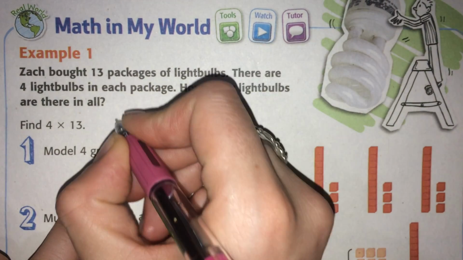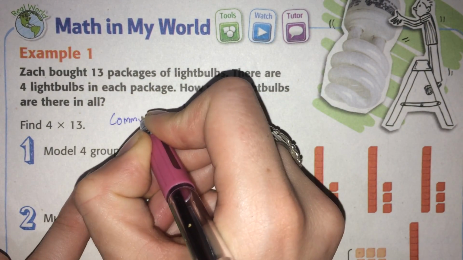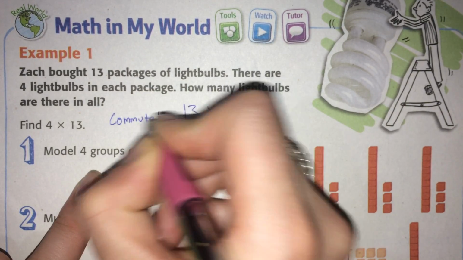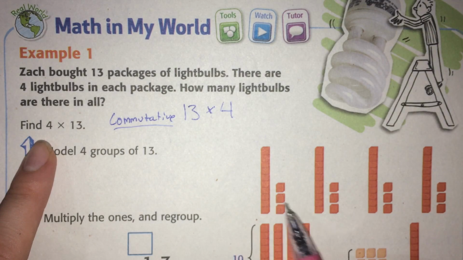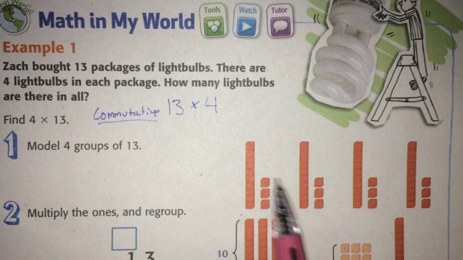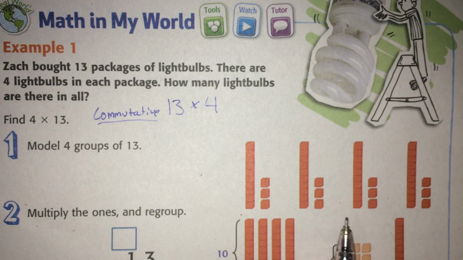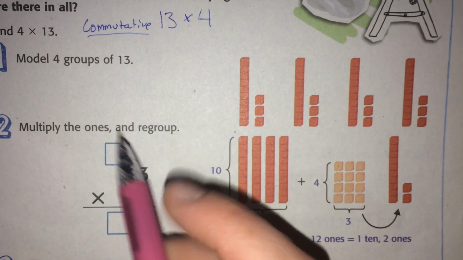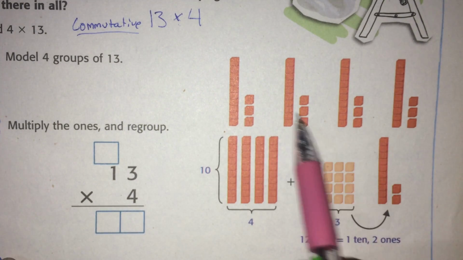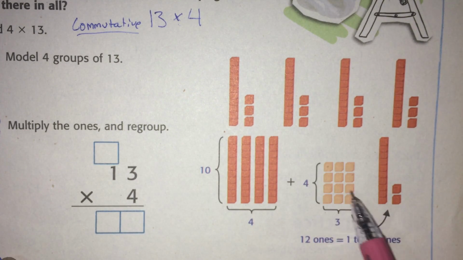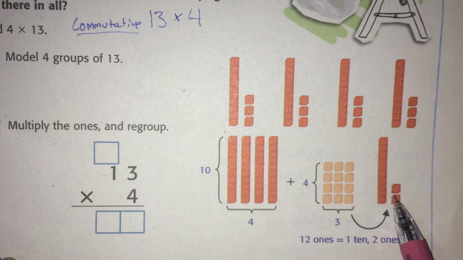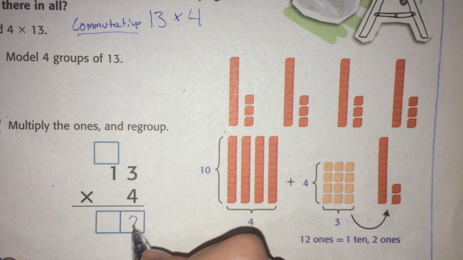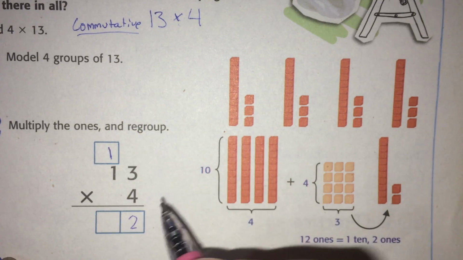Now, we know from the commutative property that it's all right if we model 4 times 13 or 13 times 4. So they've chosen 4 times 13. Okay, so you got your 4 groups of 13. Multiply the ones and regroup. So we have 12 ones, which we can make into one long one, or 10, and 2 ones left over. Okay, so 2 ones left and 1 extra 10.